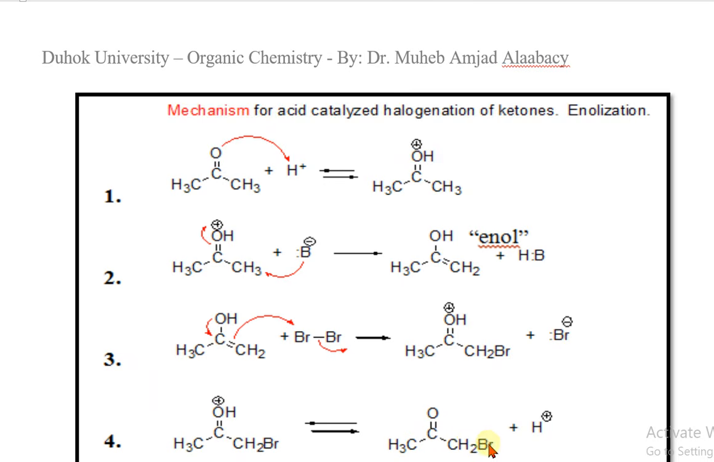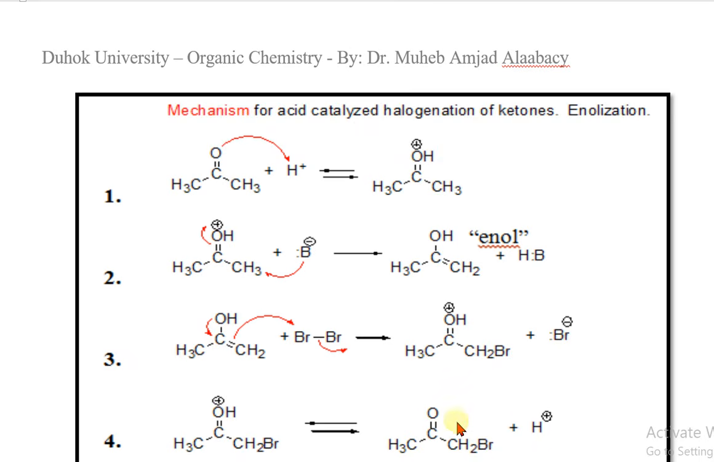So when this alpha halogen is substituted, it is electron withdrawing. This halogen withdraws electron density and decreases the electron density on the oxygen. When the electron density on the oxygen decreases, this step cannot happen again, and the reaction will stop at just one halogenation on the carbon.